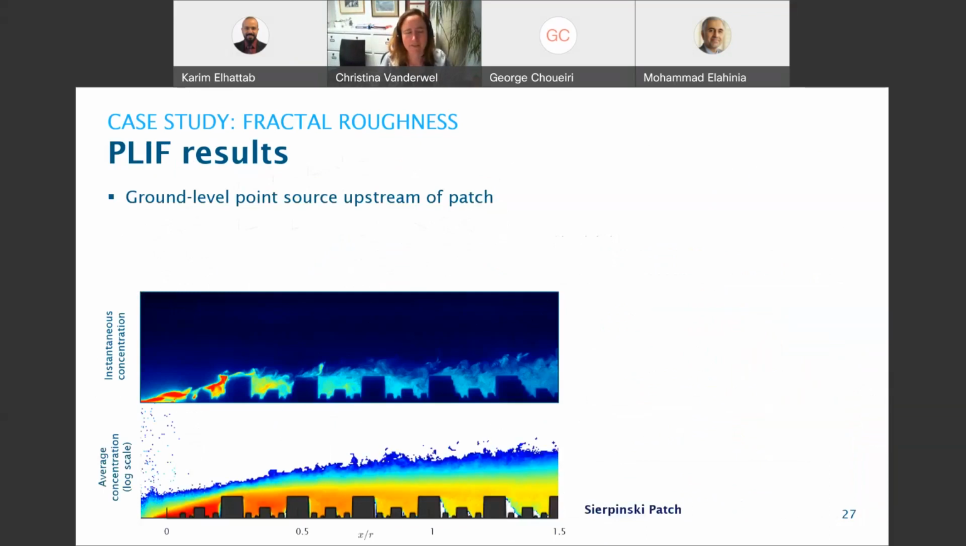So this is what the fluorescent dye experiments look like. We have an instantaneous snapshot of what the fluorescent dye looks like as it goes through the city patch, and on the bottom is the average concentration taken, I think it was about 1,000 of these instantaneous images and averaging them together.